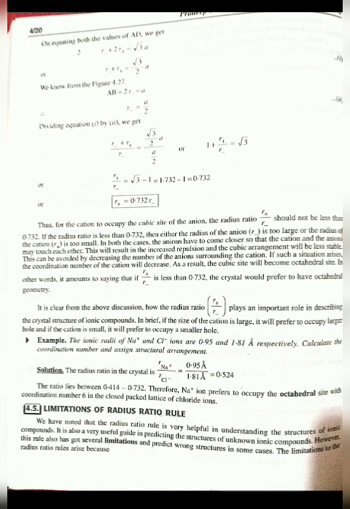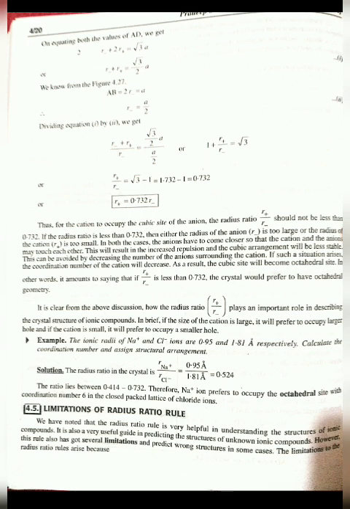This can be avoided by decreasing the number of anions surrounding the cation. If such a situation arises, the coordination number of the cation will decrease. As a result, the cubic site will become an octahedral site. In other words, it amounts to saying that if R positive upon R negative is less than 0.732, the crystal would prefer to have octahedral geometry.